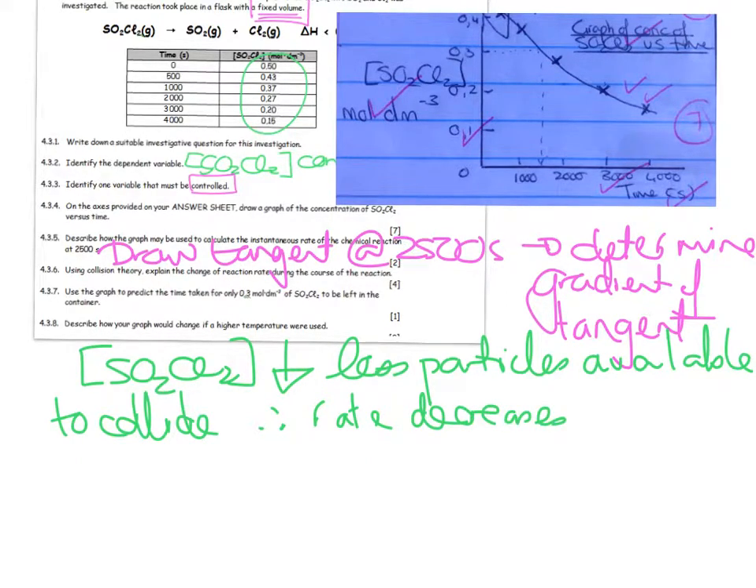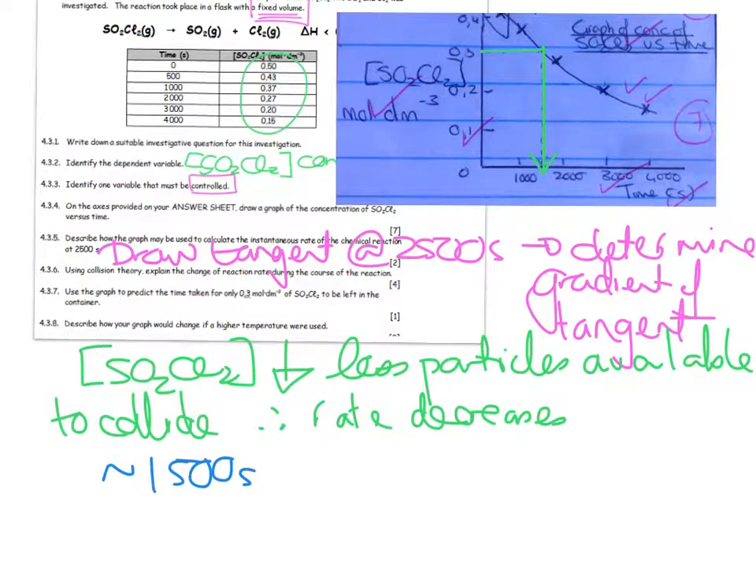Use the graph to predict the time taken for only 0,3 moles per cubic decimeter to be left in the container. You go onto the graph at 0,3, you come down, and it's approximately 1,500 seconds. If you gave me 1,600, that's okay. Well, it's a ballpark, but you had to show what you were doing there.